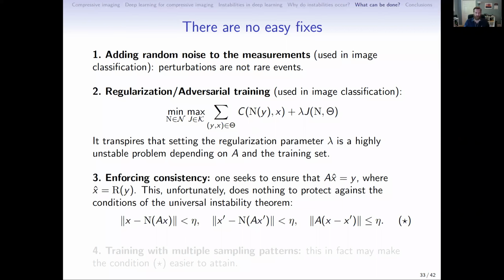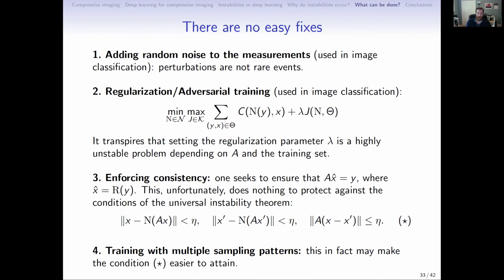Okay, so two other approaches. One other approach is to try and enforce consistency in the reconstruction. This has been used a little bit. It's the idea that you make sure that your reconstruction, when you pass it through your forward operator, returns the same measurements. But you can see from this theorem that this is not going to do anything to affect this scenario. Consistency doesn't really have anything to do with the conditions that came up in this theorem.